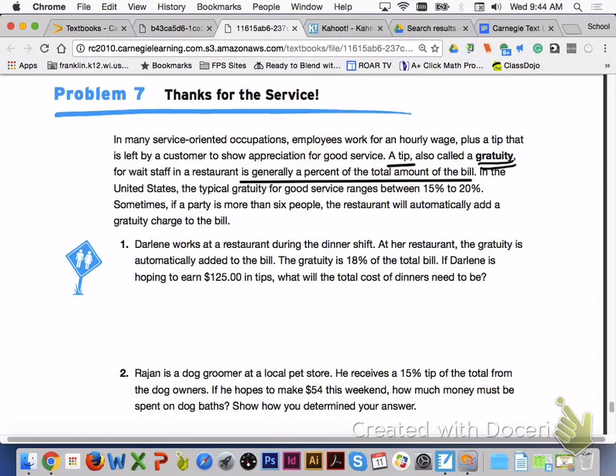Please turn to page 454, problem 7. Thanks for the service. In many service-oriented occupations, employees work for an hourly wage, plus a tip that is left by a customer to show appreciation for good service. A tip, also called a gratuity, for waitstaff in a restaurant is generally a percent of the total amount of the bill. In the United States, the typical gratuity for good service ranges between 15 and 20%. Sometimes, if a party is more than 6 people, the restaurant will automatically add a gratuity charge to the bill. Please answer number 1 and number 2 with your group members.